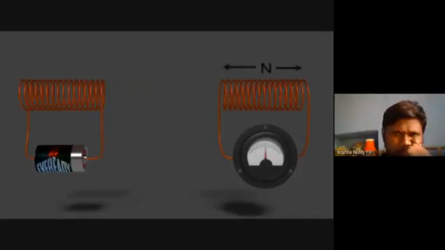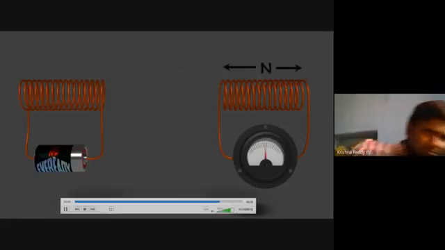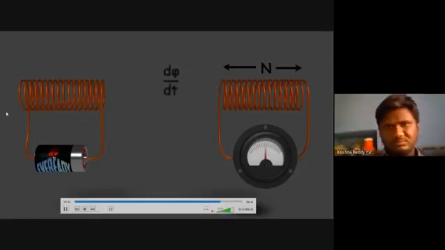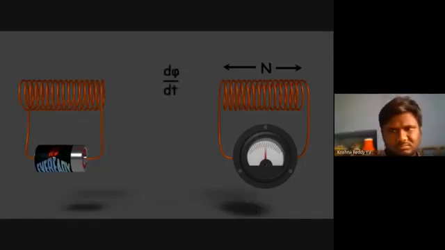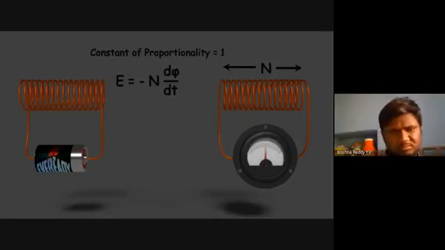If there are n turns in the second coil and the rate of change of flux linkage with respect to time in the second coil is d phi dt, then the induced EMF in the second coil is E equals minus n d phi dt. Here, two things to remember. One, the constant of proportionality is 1. This means the EMF induced in a turn of coil is exactly equal to the rate of change of flux linkage with respect to time with it.